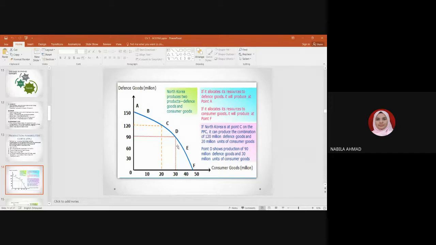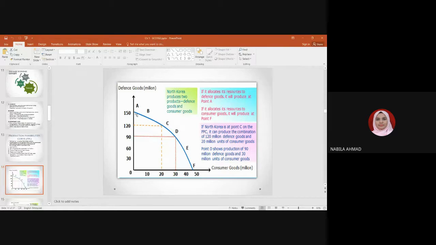Right. So macam mana kita nak analyze this PPC? Macam mana kita nak explain this PPC? Right. So nampak tak the point A, B, C, D, E, F ni? Okay, so kita boleh analyze this point lah. Contohnya kat sini, point A, North Korea use all the resources to produce 150 million defense goods and 0 consumer goods. Okay, North Korea produces 150 million defense goods and 0 consumer goods.